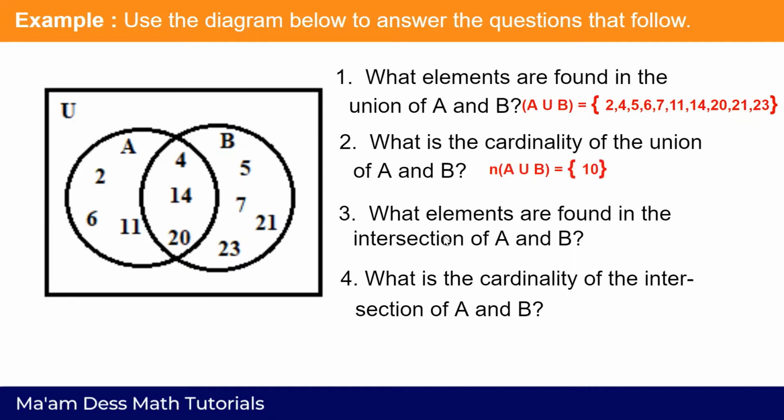So, we have 10. Number 3, what elements are found in the intersection of A and B? Sabi po natin, yung common elements between the two sets are the intersection. So, ano po yung mga elements na yan? We have 4, 14, and 20. And number 4, what is the cardinality of the intersection of A and B? Then, count the number of elements. So, we have 4, 14, 20. So, how many? We have 3.